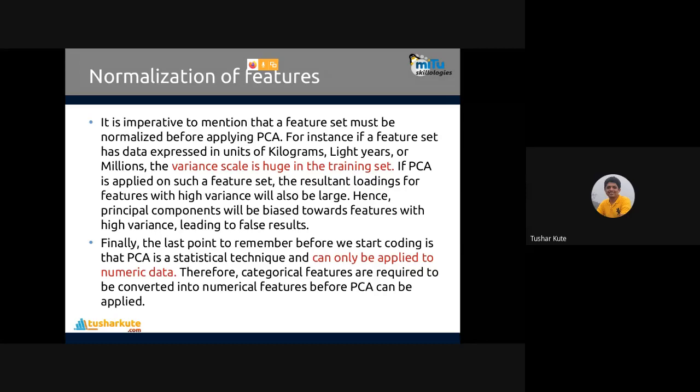So if you have units of scale like kilograms, light years, or millions, a different variance scale is present in the training data set. In that case, we have to be careful when applying PCA. If PCA is applied on such a feature set, the resultant loading for features with high variance will also be large. Hence, principal components will be biased towards features with high variance, leading to a false result. Because one feature is very high, that's why we have to scale the data to the same range.